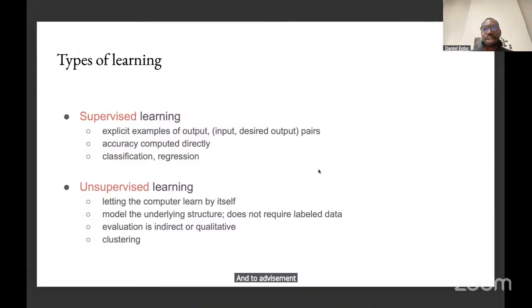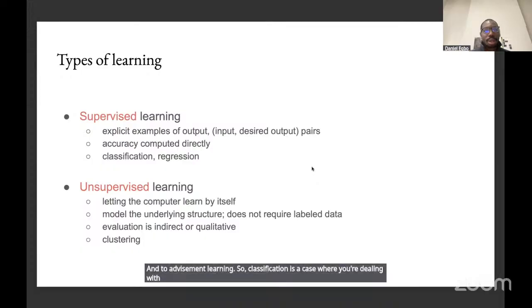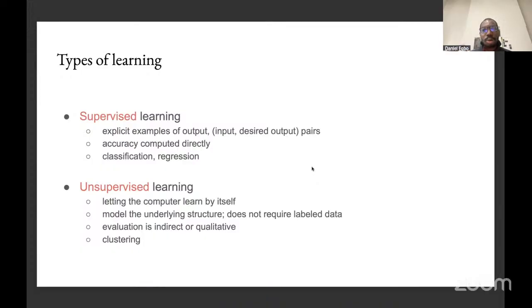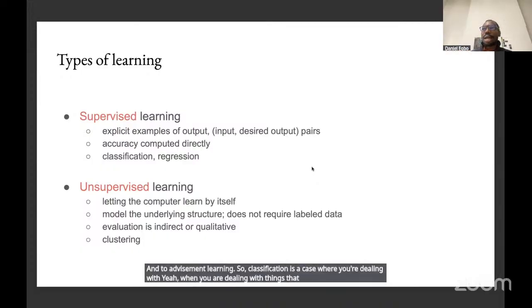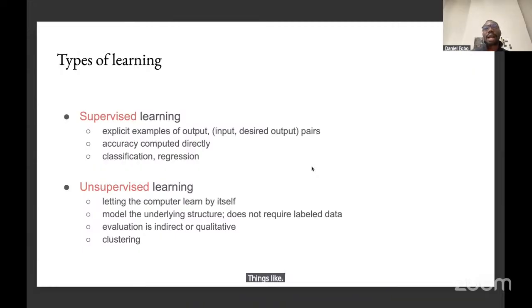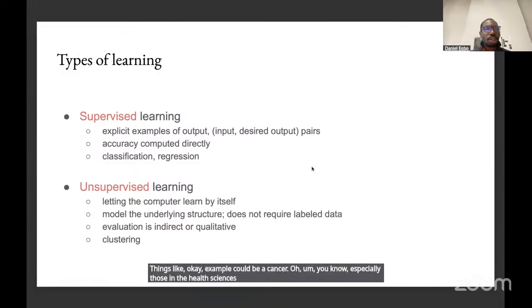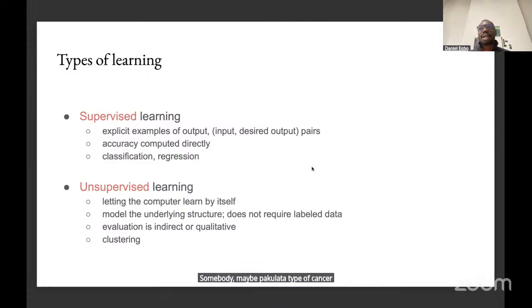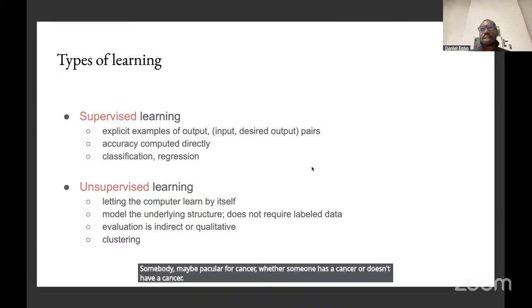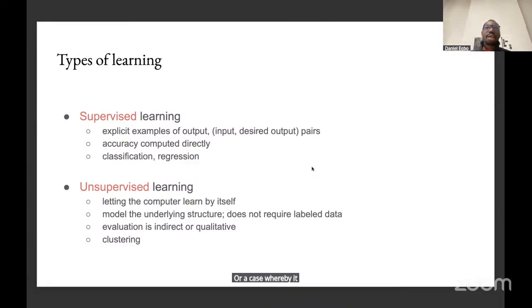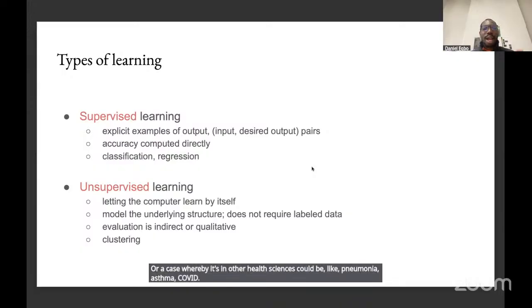So classification is a case where you are dealing with things that are classes or properties. An example could be cancer, especially in the health sciences, where you want to predict whether someone has a particular type of cancer or doesn't have cancer, or in other health sciences, things like pneumonia, asthma, COVID, and bronchitis, and the rest of them.